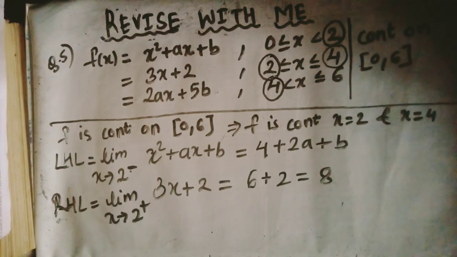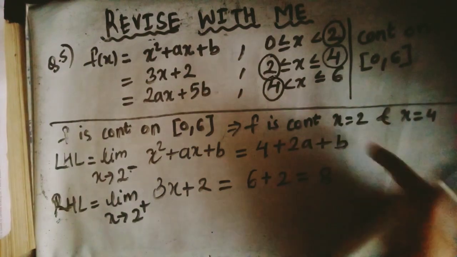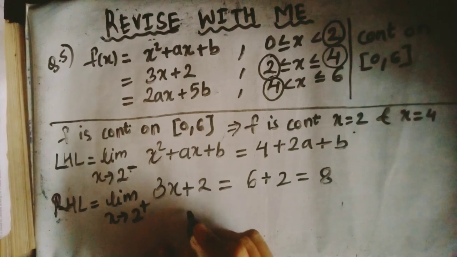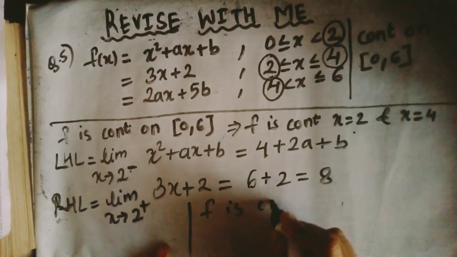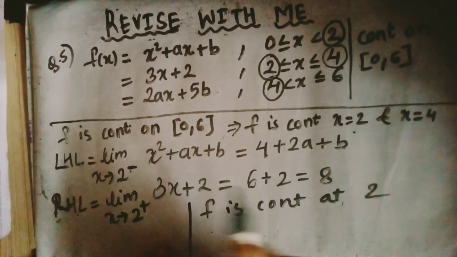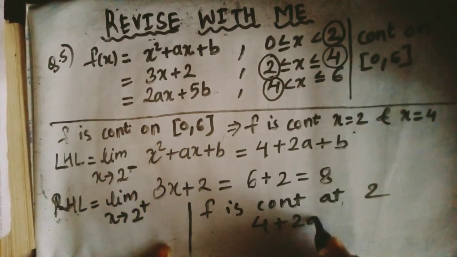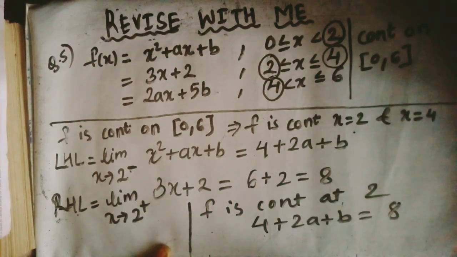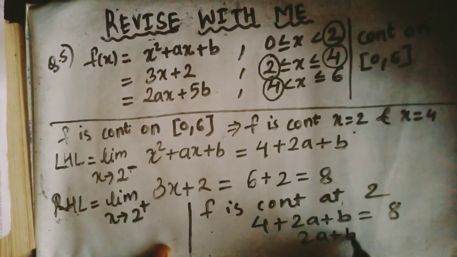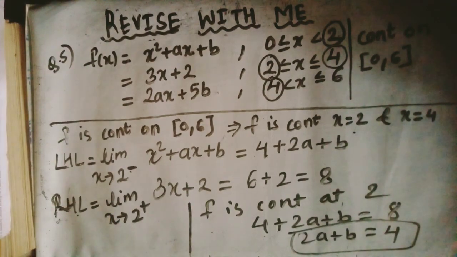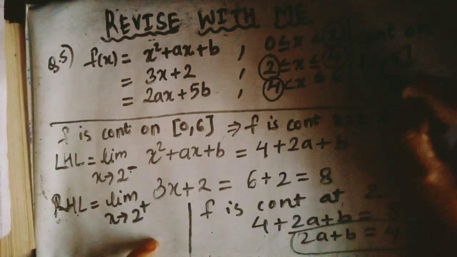So we can take the information that f is continuous at 2. So this LHL is equal to RHL. So 4 plus 2a plus b is equal to 8. So we'll get one equation: 2a plus b equal to 8 minus 4, which is 4. So this is your first equation, 2a plus b equal to 4. I'll write it here.